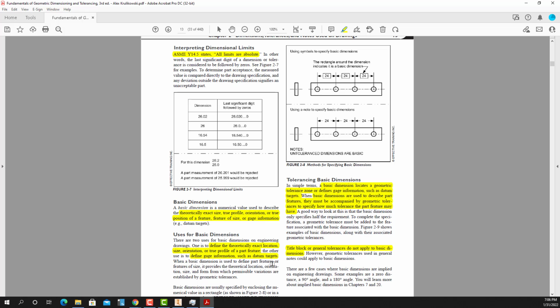All right, so profile means just that. It could be the profile of a 3D surface or the profile of a line like the outside shape of a car, or the profile turned to the left of my face. Basic dimensions are also used for gauge features and datum targets. Now, I don't know if you guys have ever talked about that, but datum targets are a group of pins.